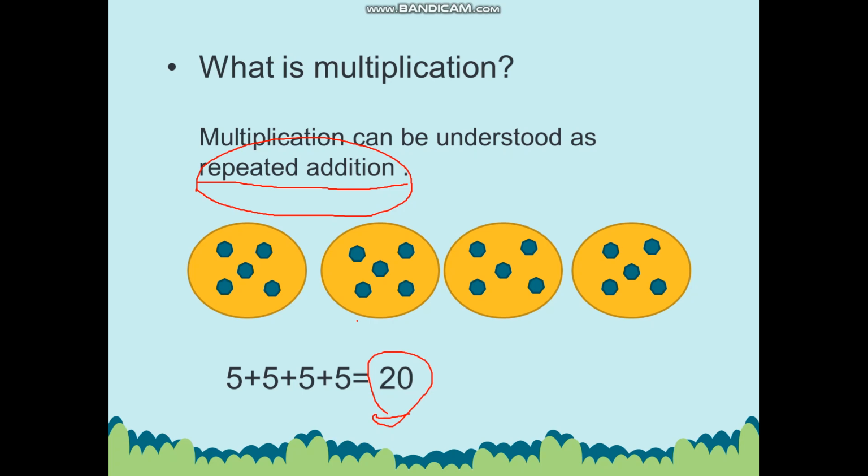You can also say that multiplication is when you add one number together a number of times. When a number is given to you and you add it more than one time, it is called repeated addition, which in turn is multiplication.